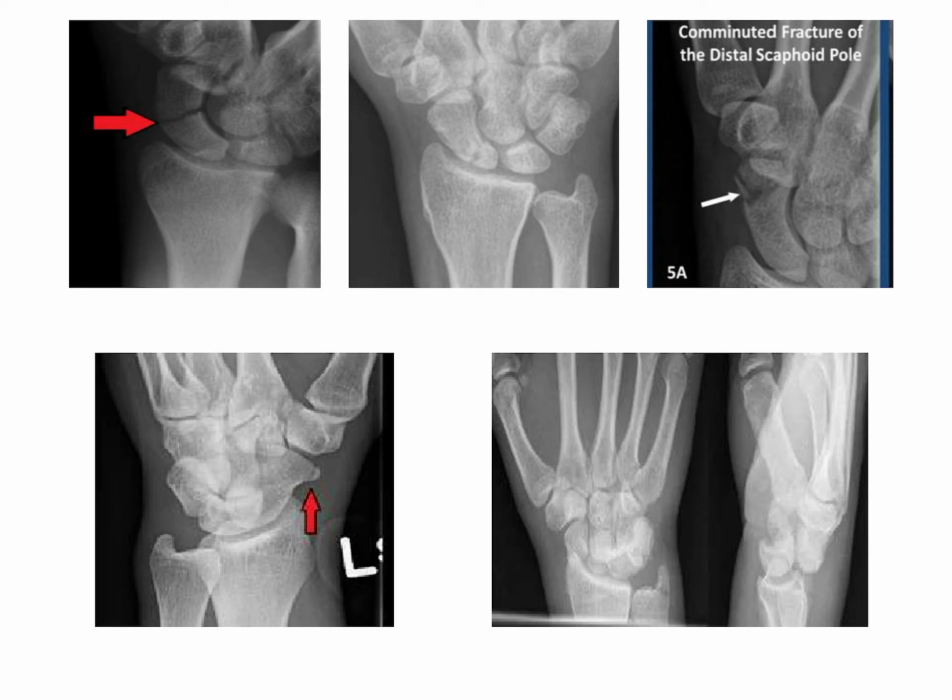Here the different fractures are shown. This is a waist fracture and this is the proximal fracture in the third view on the right side, while the tubercle fracture is on the left side, and the red arrow is showing the fracture there. Next.